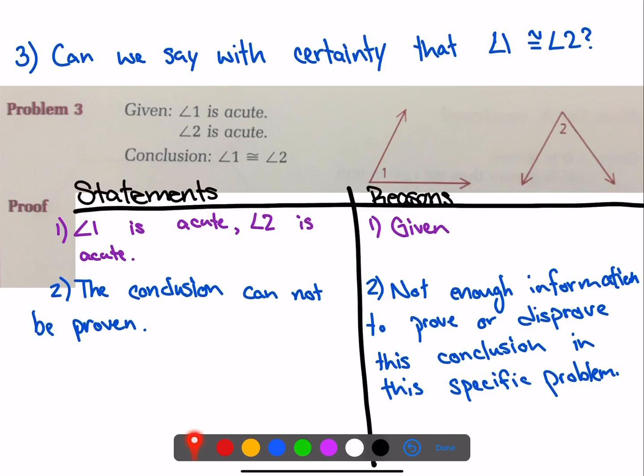So here's our 2-column proof for it. Same type of thing. Angle 1 is acute and angle 2 is acute. That's given. And then the conclusion cannot be proven. There's not enough information to prove or disprove this conclusion in this specific problem. And of course, I can provide a counterexample below, but in 2-column proofs, it's not necessarily needed. However, it makes a lot more sense logically if you provide one, and that backs up your reasoning as well. That provides more evidence to make sure that your proof or your counterproof is true.